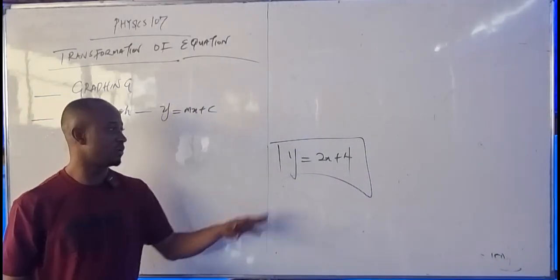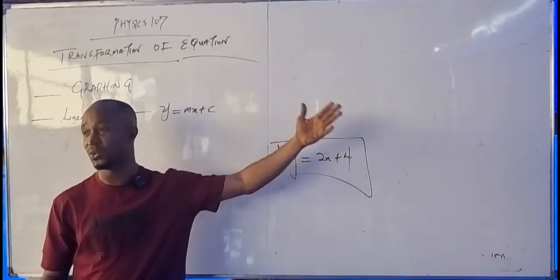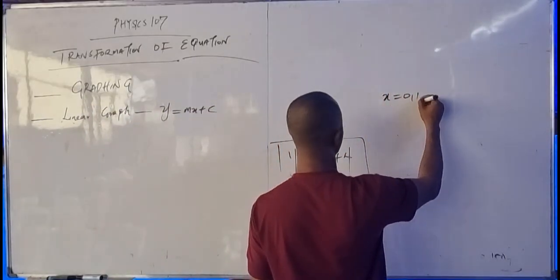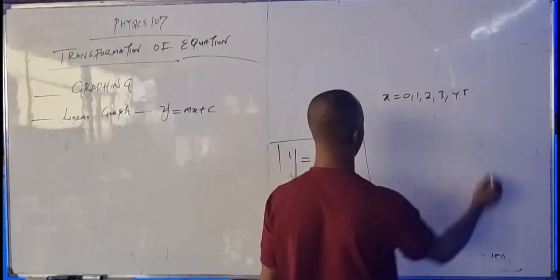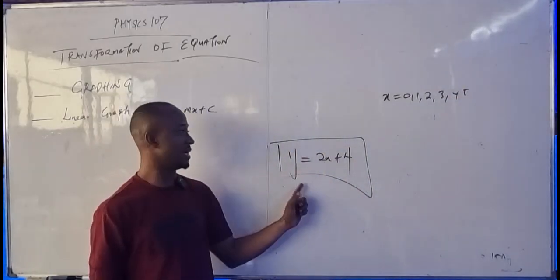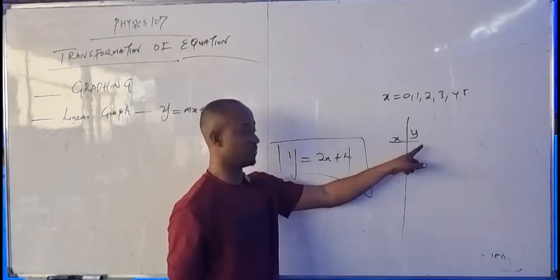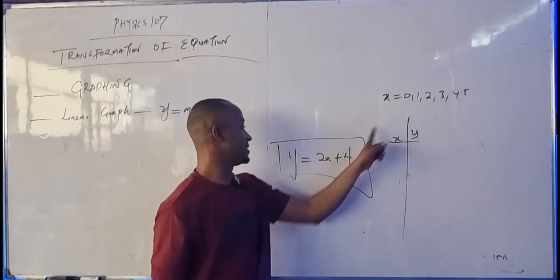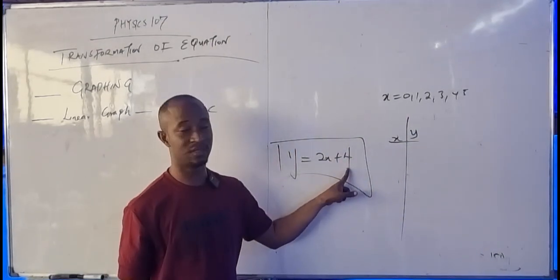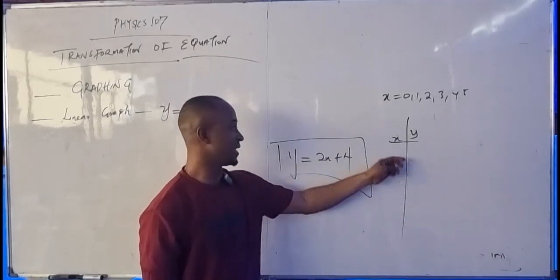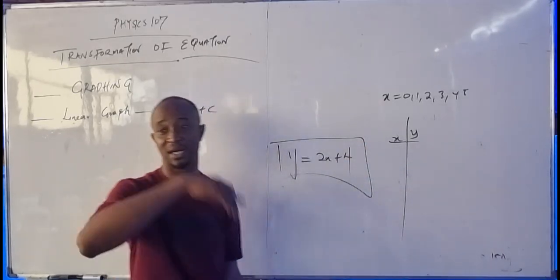To plot a graph of y against x, when x is known, let's say we are given the values of x as 0, 1, 2, 3, 4, 5, we can determine the value of y. When x is 0, y is 4. When x is 1, y is 6. Just like that. So when you get the values of x and y, then you plot your graph.